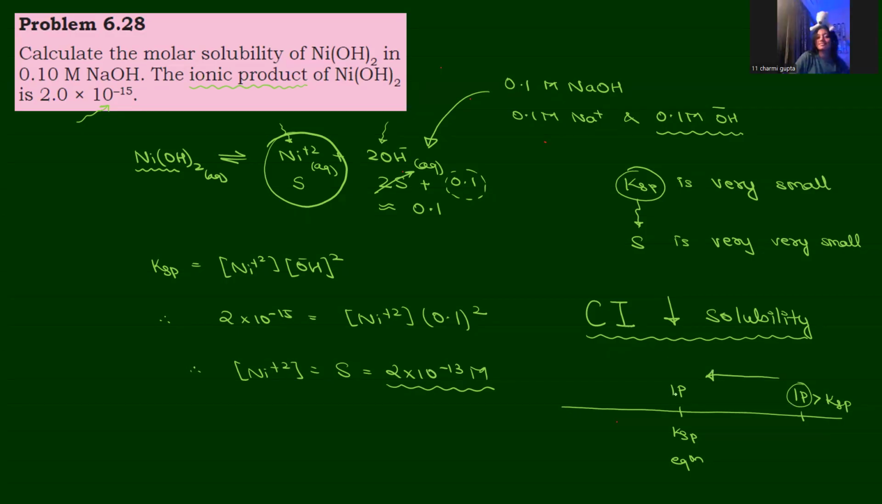So how do we know the IP is equal to KSP? In this case, nothing is given. So what did I say? We will assume that this is the condition of equilibrium only, because no other data is given. And if two data are given, then you have to compare IP and KSP. So what will happen in the case of IP less than KSP? IP will increase to reach equilibrium, so the equilibrium will shift forward.